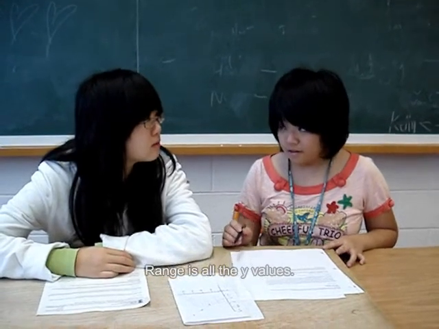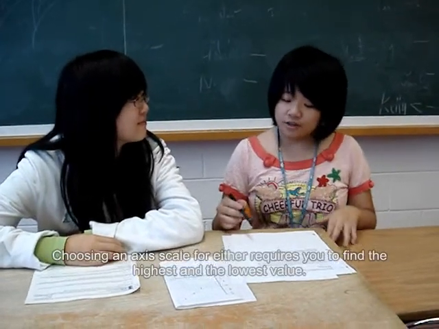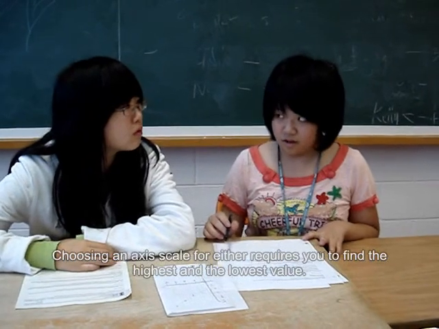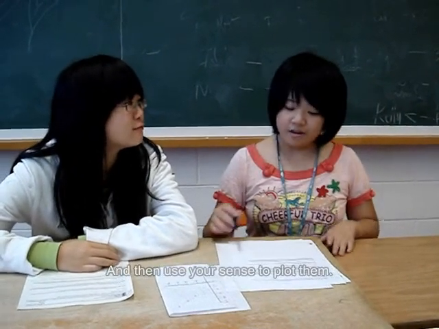This is the last time I'm saying it. Ranges are the y values. Domains are the x values. Choosing an axis scale for either requires you to find the highest and lowest values, and then use your sense to plot them.